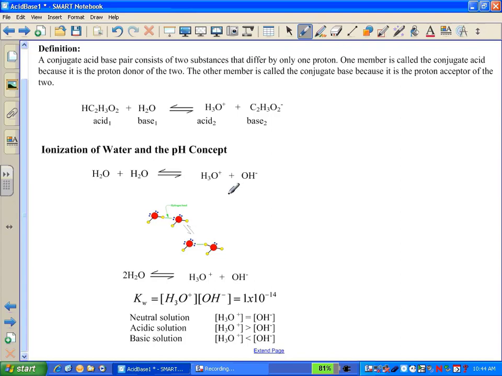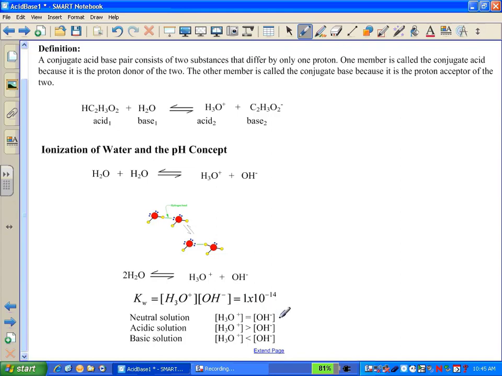So even though at first when you're studying water, you learn that there aren't any ions in solution, the reason that we discussed it in that way is because the concentration of the ions is tiny when we're talking about neutral water. The concentration of each of these ions is 10 to the minus 7, which is very, very small.